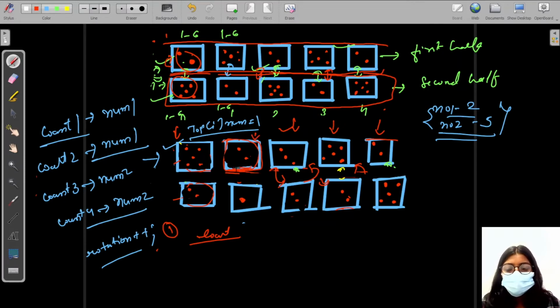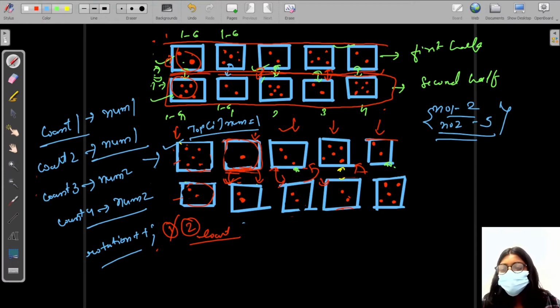I come at this index, I check. Is my bottom of I equal to number 1? No, it's not. Then I check, is my top of I equal to number 1? Then I'm again going to increase my count to 2. Okay. I'm again going to swap. It will contain 2 now. Right, and this number will contain only 1. Now I am again going to do what?